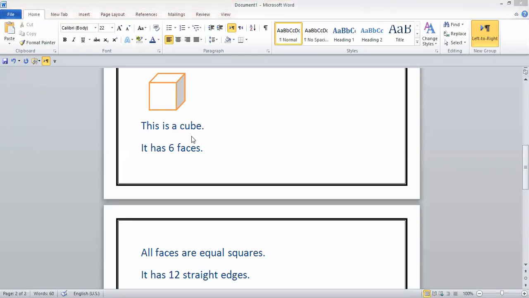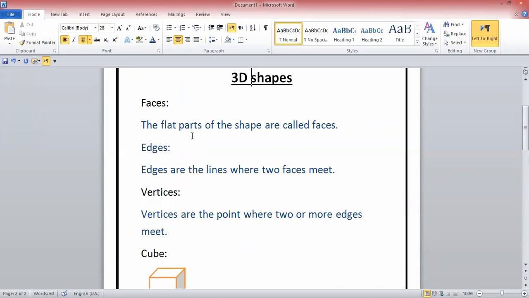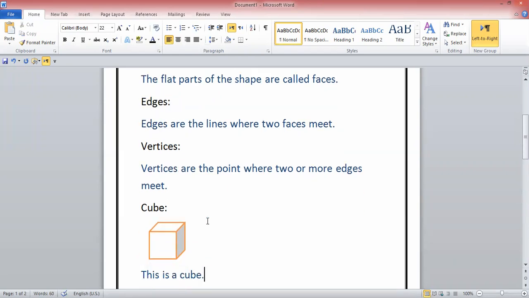The flat parts of the shape are called faces. And this is an edge. Edges are the lines where two faces meet, and vertices are the points where two or more edges meet. Now I'm going down.